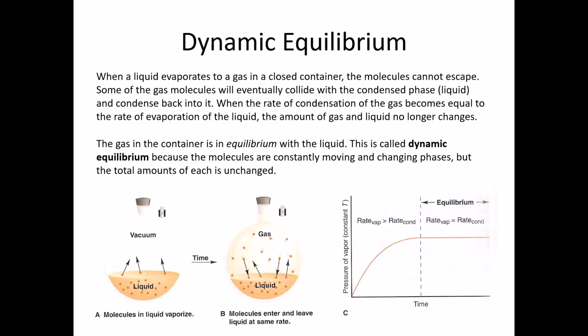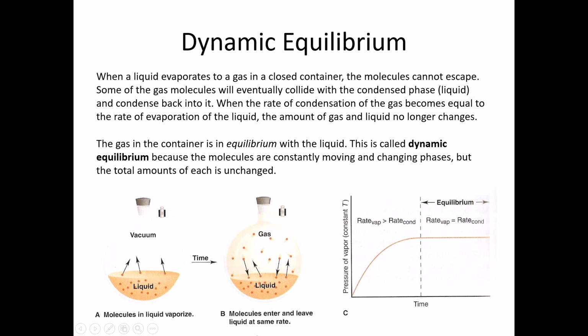Now, the vaporization and condensation rates are going at the same time, and we call this a dynamic equilibrium. Dynamic meaning that we constantly have both of these processes occurring. Molecules are vaporizing from liquid into gas, and they're also condensing from the gas into the liquid. Once it reaches the point where the rates of these two processes are equal, we've reached an equilibrium.